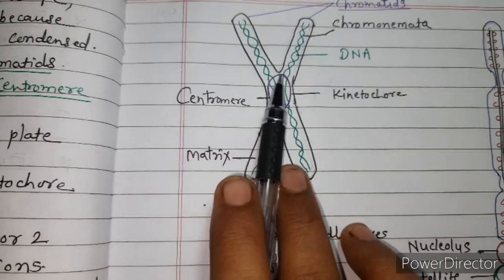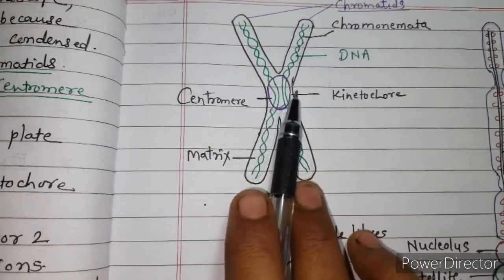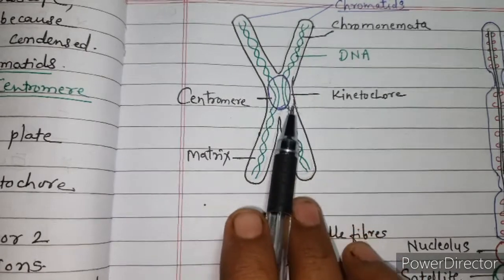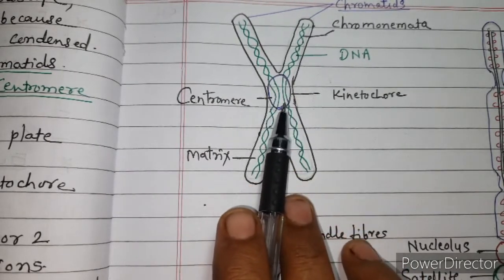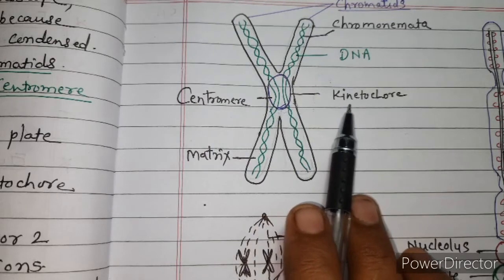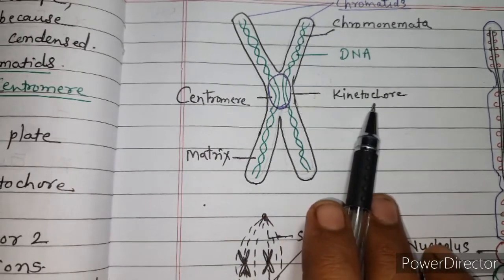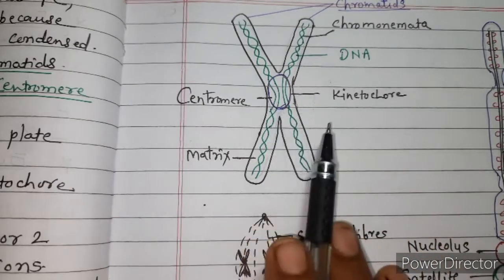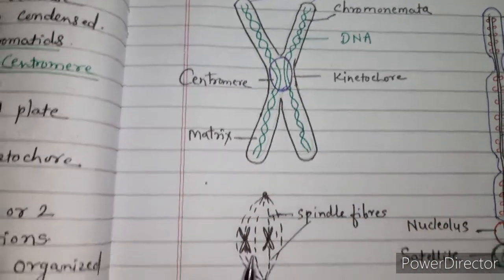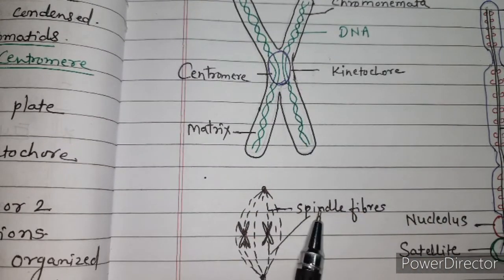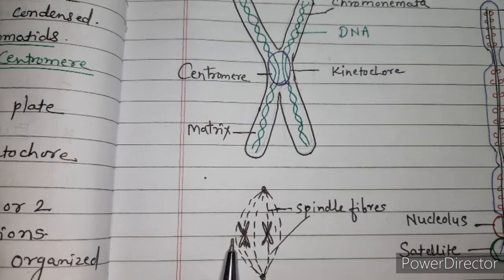Now this primary constriction consists of a disc shaped plate, and that plate is called the kinetochore. Now what is the function of this kinetochore, students? The spindle fibers, as shown in the diagram, are attached to this kinetochore during cell division. Suppose this is the metaphase.